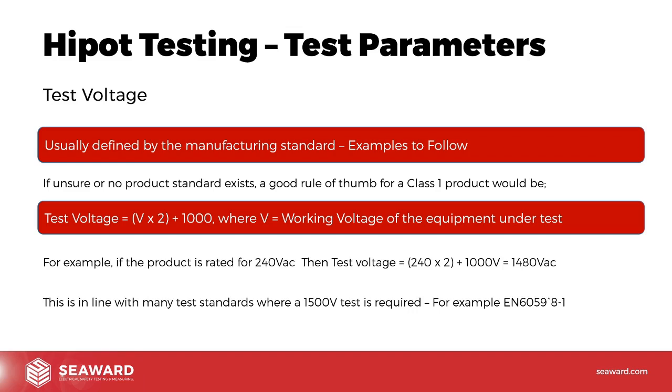Okay, so now we understand how we make the connections, let's talk about the different parameters that we need to consider when performing a Hipot test. Essentially, there are three key parameters that we need to think about. The first one is the output. What are we going to apply to the product? How long are we going to apply the output to the product? And finally, what pass limits are we going to apply to ensure a good test?